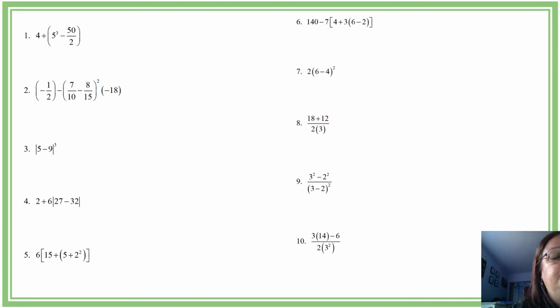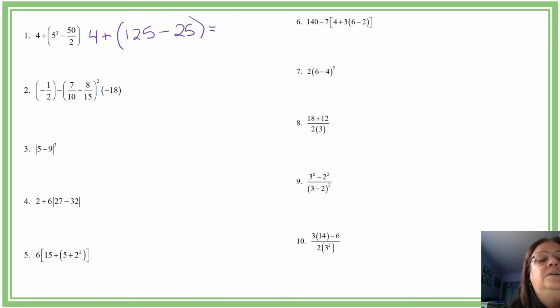Okay, so I have 4 plus, let's see, 5 cubed is 125, minus 50 over 2 is 25. Okay, so now I have 4 plus 125 minus 25 is 100. So my final answer is 104.